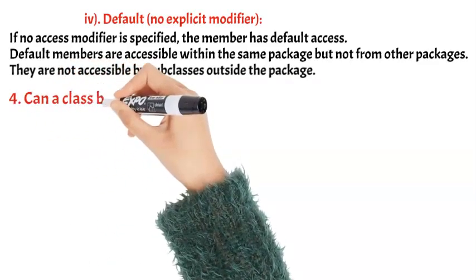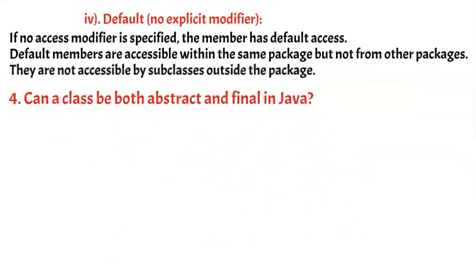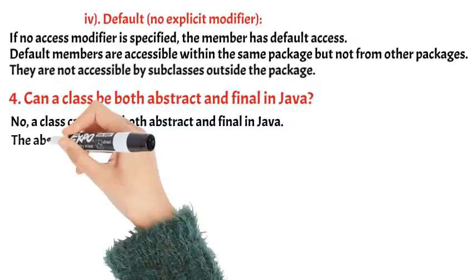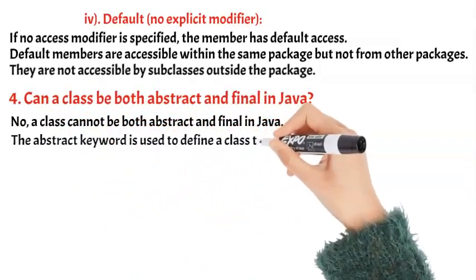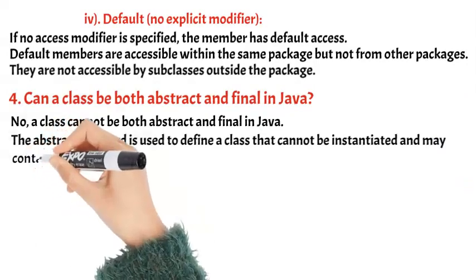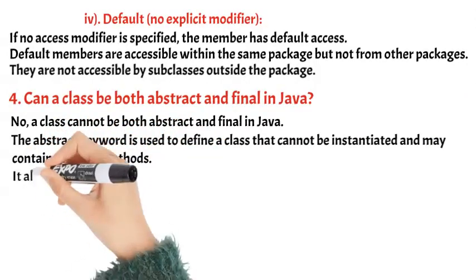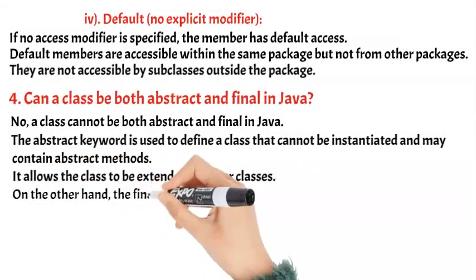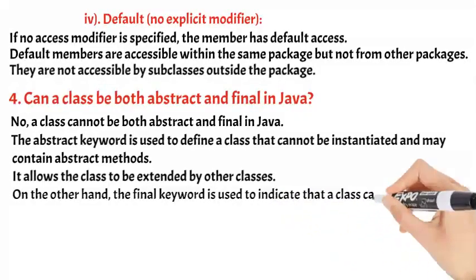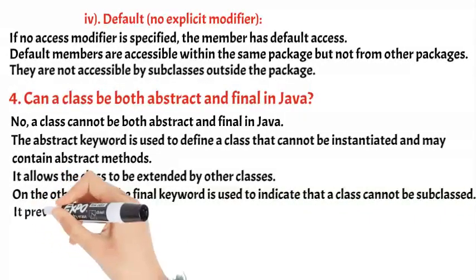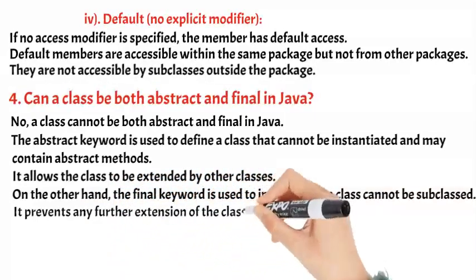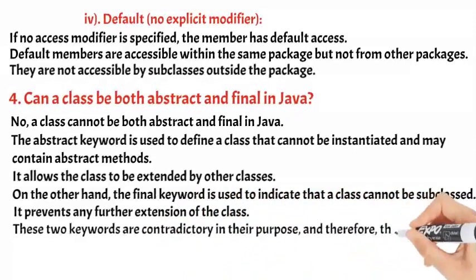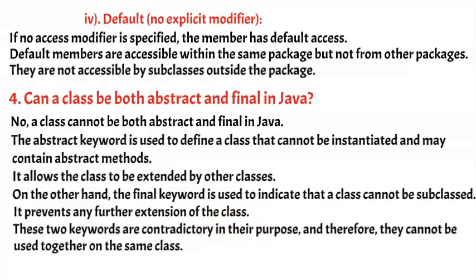4. Can a class be both abstract and final in Java? No, a class cannot be both abstract and final in Java. The abstract keyword is used to define a class that cannot be instantiated and may contain abstract methods. It allows the class to be extended by other classes. On the other hand, the final keyword is used to indicate that a class cannot be subclassed. It prevents any further extension of the class. These two keywords are contradictory in their purpose, and therefore, they cannot be used together on the same class.